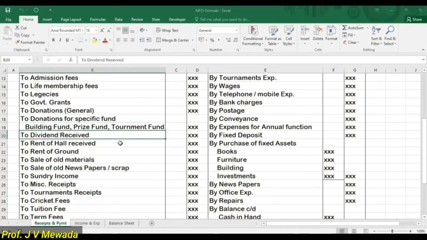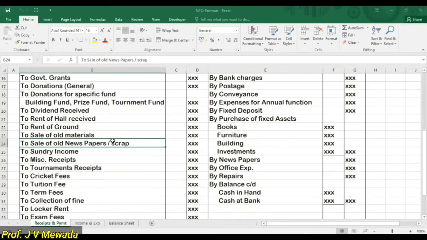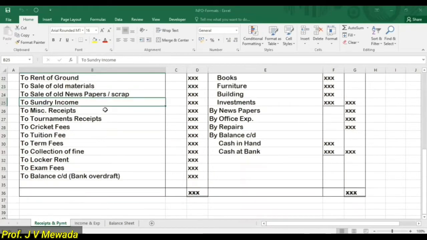Then we have normal income, dividend received. Then we receive rent of hall and rent of ground. Then we sell old material, so sale of old material. These are all incomes. Sale of old newspapers and scrap is also income. Then we have sundry incomes, miscellaneous receipts. Then tournament receipts in case of a sports club. Cricket fees in case of a cricket club. Tuition fees and term fees we receive in case of schools and colleges.